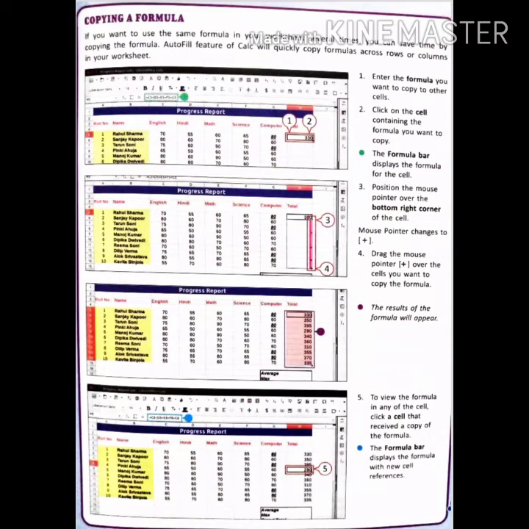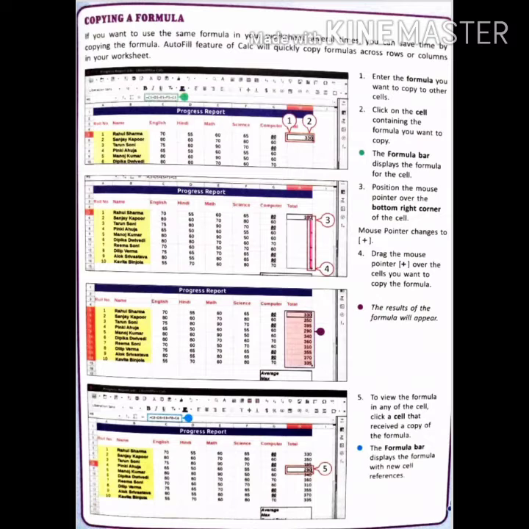Copying a formula. If you want to use the same formula in your worksheet several times, you can save time by copying the formula. The Autofill feature of Calc will quickly copy formulas across rows or columns in your worksheet. First, enter the formula you want to copy to other cells. Second, click on the cell containing the formula you want to copy. The formula bar displays the formula for the cell.